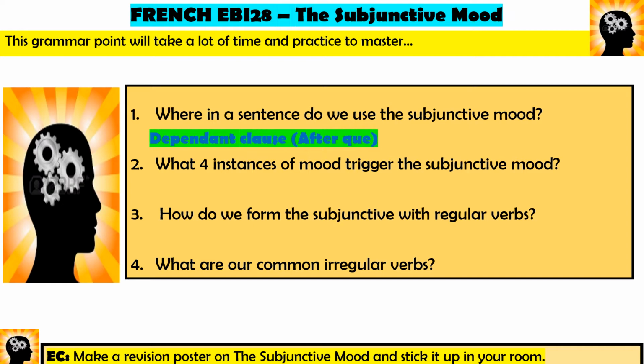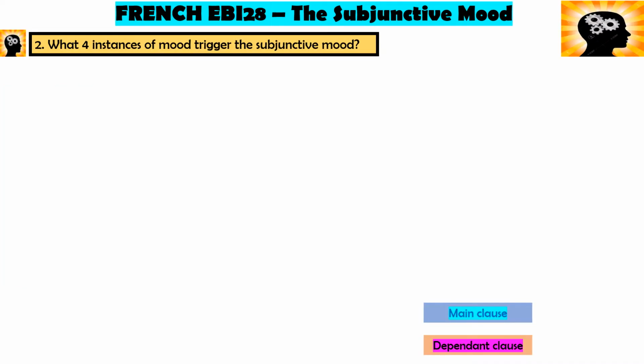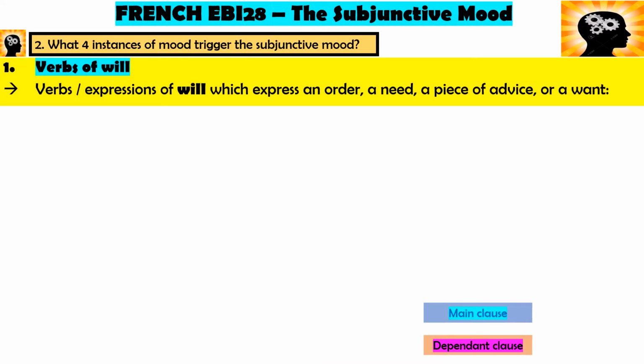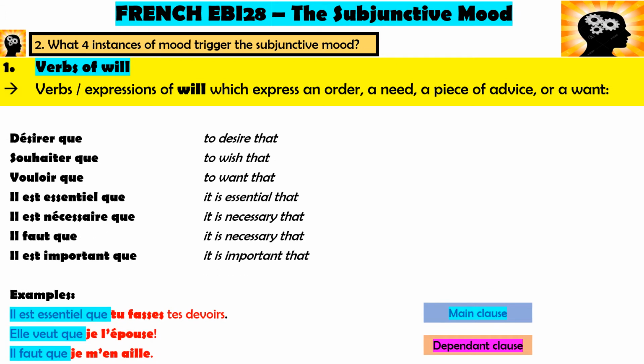So what emotions do we create in the main clause that means our dependent clause is in the subjunctive? There's 4 instances that you need to know. You need to be able to name all 4 of these guys. So the first one is a verb of will. Any verb that expresses an order, a need, advice, or a want, that's going to create the emotion that leads to using the subjunctive mood in the next sentence.